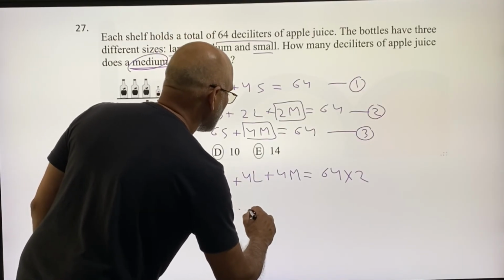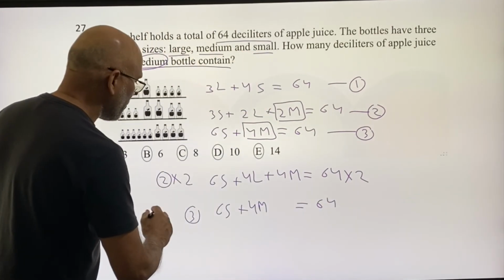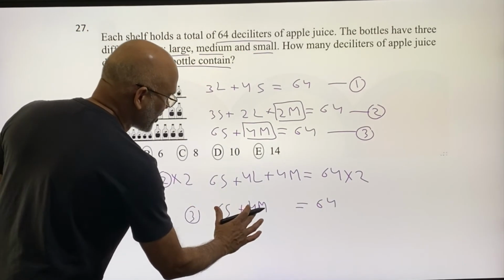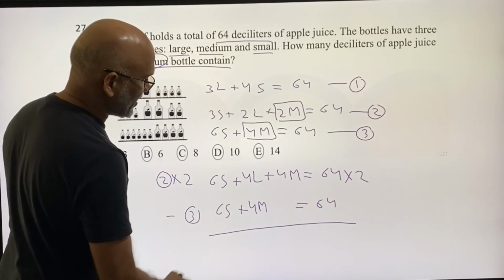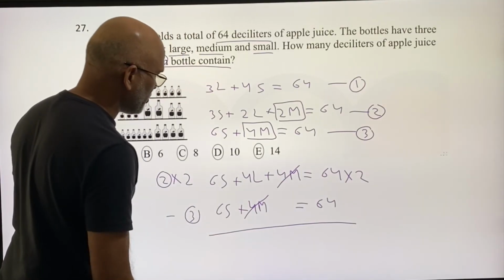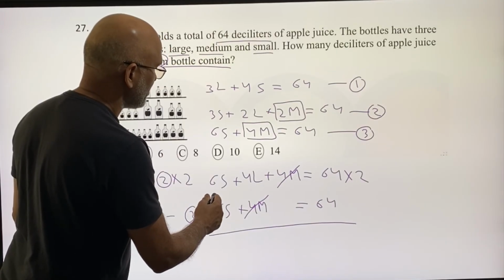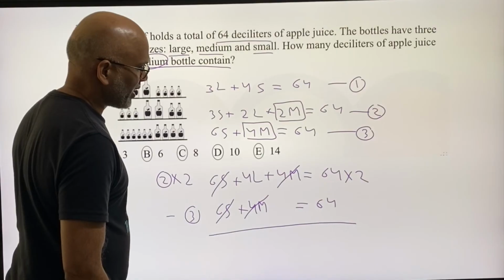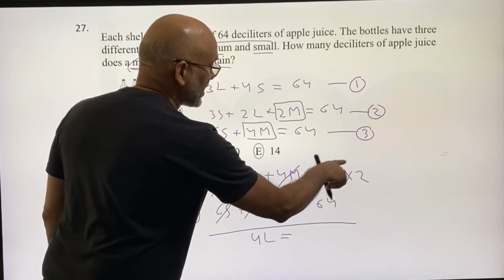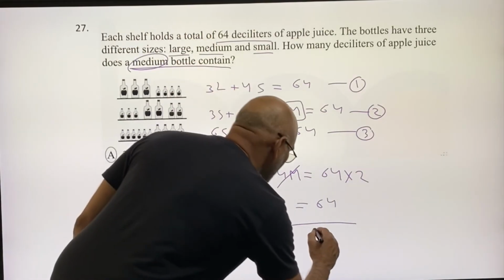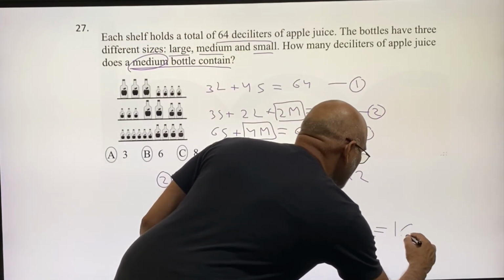6s plus 4m is equal to 64. So what I'm going to do is subtract this equation from here. So put a minus here. So if I subtract it, 4m is going to go out. In fact, the 6s is also going out. So that means 4l is equal to 64 times 2 minus 64. So that is just 64. And this straight away gives me L is equal to 16.